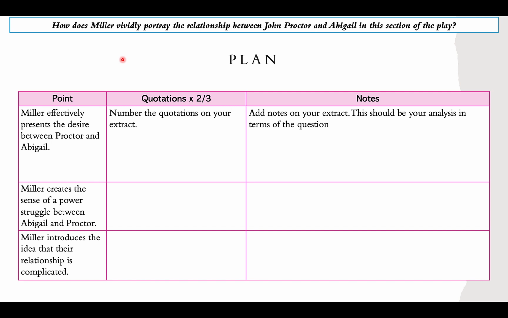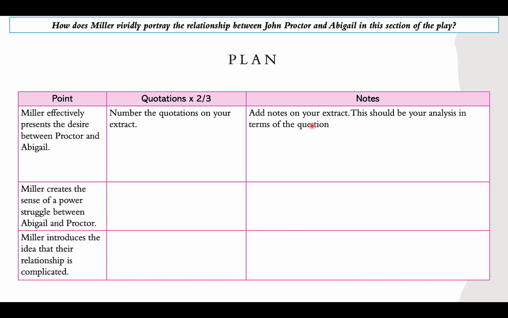So you can do your plan as a table like this, or if you would prefer and if you're running out of time, then just jot down the 3 point sentences that you think you would like to use, and then go back through your extract and number the quotations. So this would be point 1, so all of the 1s would be the quotations that you'd like to use for this point. This is point 2, this is point 3.